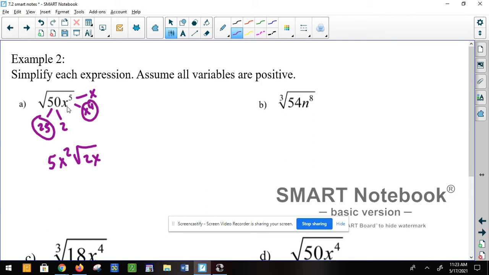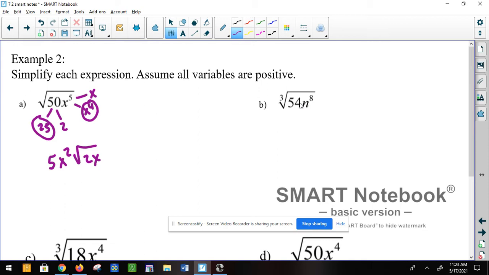Ultimately, when you're breaking down a variable with an exponent, you're looking for the biggest multiple of the index. So the biggest multiple of 2 that's less than or equal to 5 is 4. Okay, and then we'll look at that over here as well. For a cube root, it's the same process, except we're not looking for square factors, we're looking for cube factors.